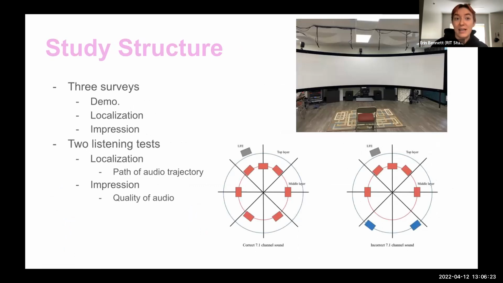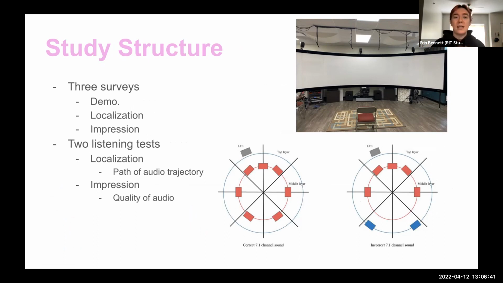I had 3 surveys that I gave to people. The first one was just demographics, kind of getting age ranges, level of experience, stuff like that. And the next 2 were about how people localized sound in the space around them and how people felt about the sound or their impression of it. So I'll get a little bit more into what that means.